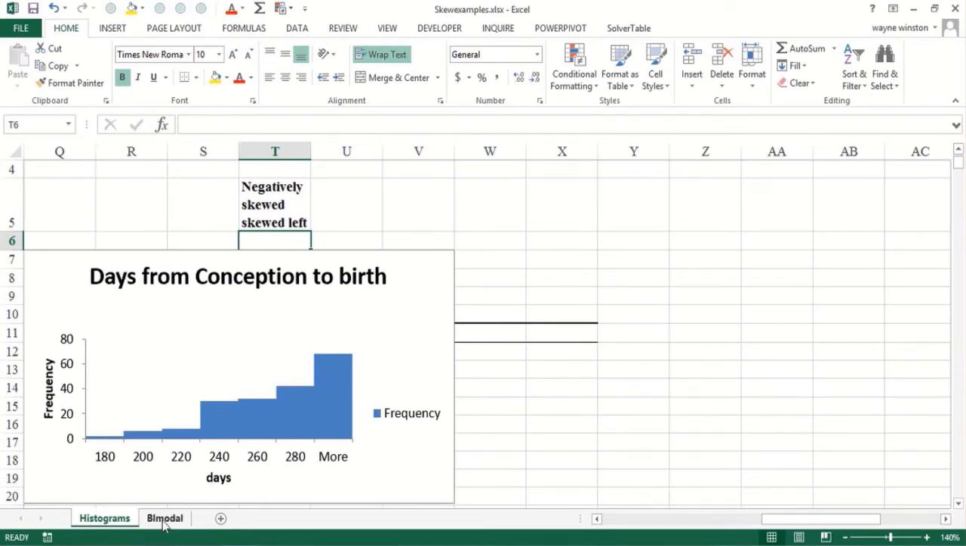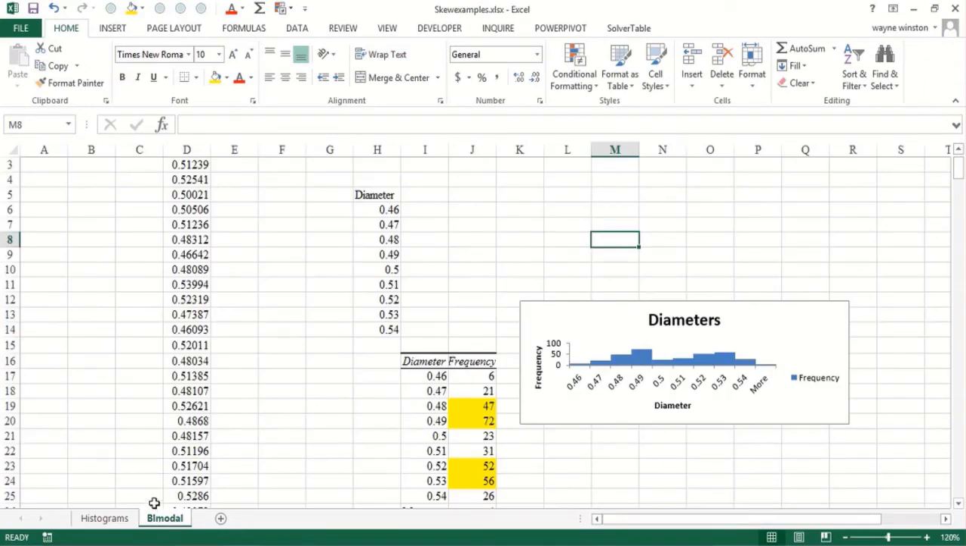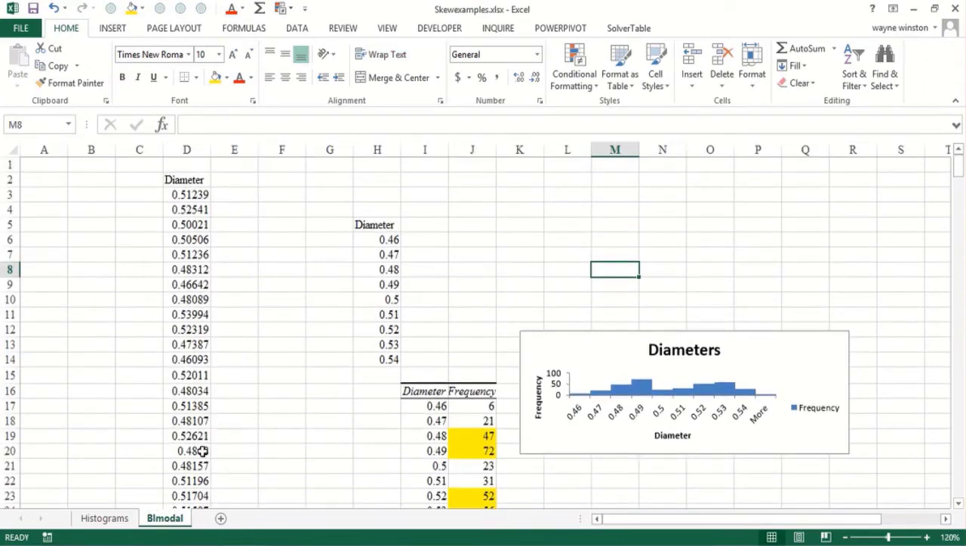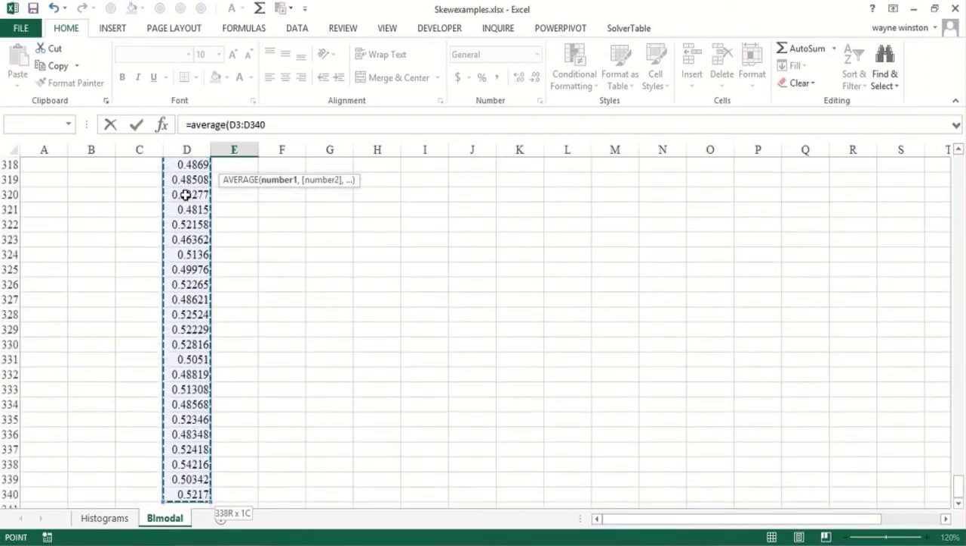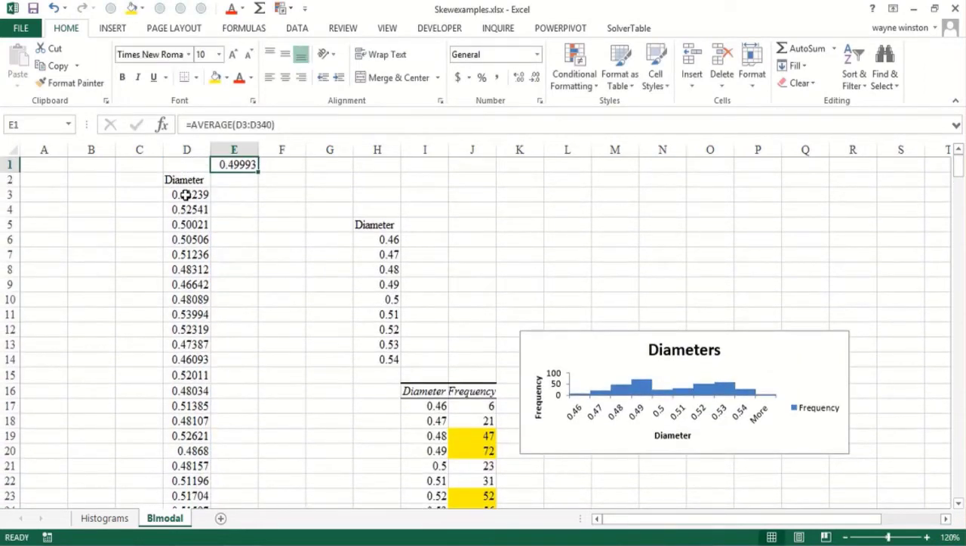Now, a common thing that will happen is something like what I'm showing in the sheet bimodal. So I have diameters of rods, and let's suppose these diameters are supposed to average 0.5 inches. Let's see what the average is. 0.4999. So the average diameter is around what it's supposed to be, 0.5 inches, which is what we want. But almost nothing has a diameter close to 0.5 inches. There are a lot of rods that are much less than 0.5 inches, where 0.01 inches is a lot, and a lot of rods that are more than 0.01 inches above average.